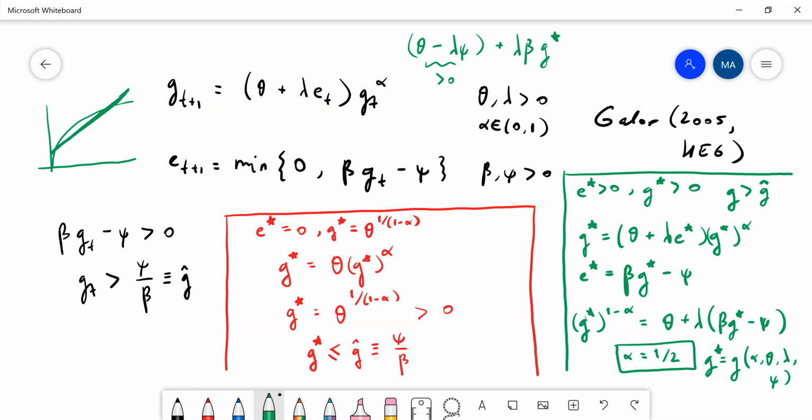you have the possibility of two steady states because this is just a parabola, right? This side. If this term is negative, then you have one steady state.